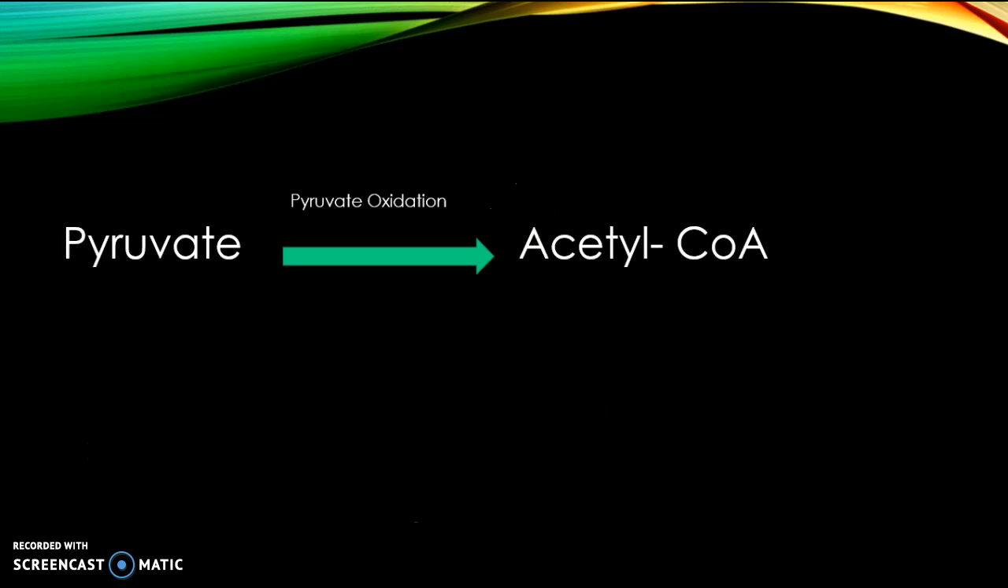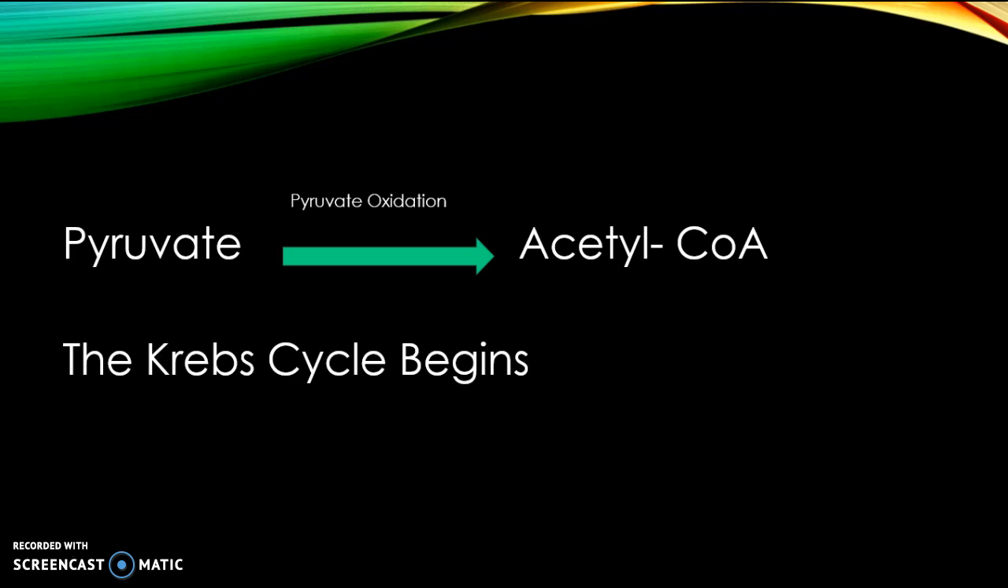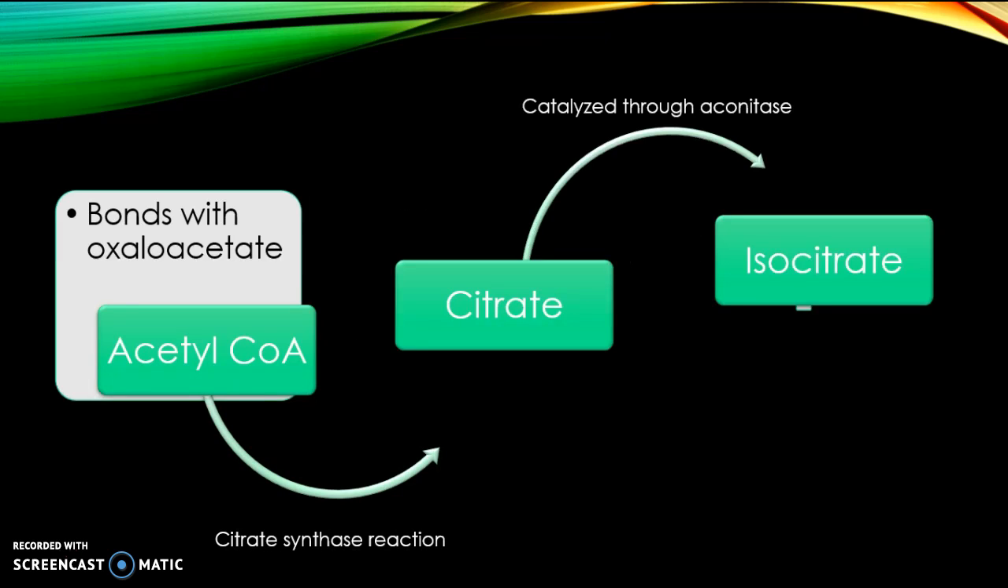The pyruvate then goes through oxidation and becomes acetyl-CoA. With acetyl-CoA, we can now go through the Krebs cycle. This goes through one of the pyruvate, so for each molecule of glucose, this will actually be doubled.